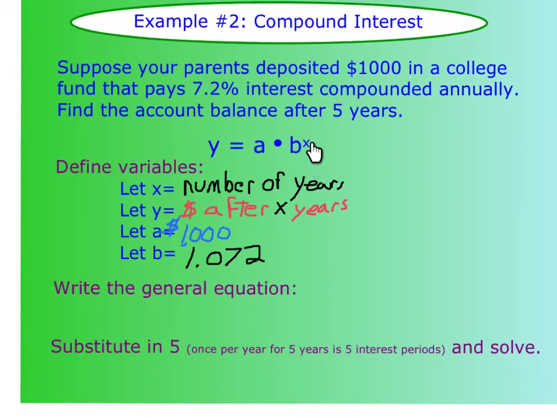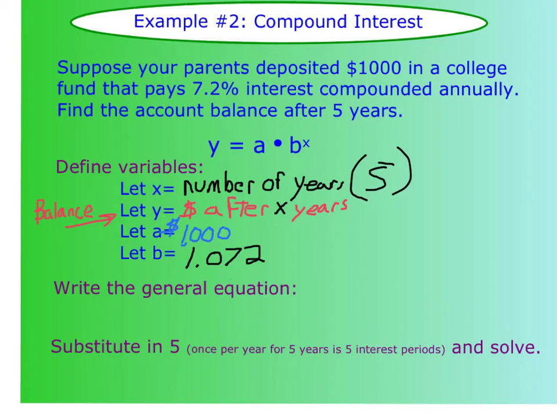So X will represent how many years we want to look for. In this case it will be 5, so we will use 5 for that. And then Y, that's how much money will be in the account. The money after X years in the account, our balance. A is what we start with. We start with $1,000. And B is going to be our base, which is our common ratio, which will be our percent. Remember how I did this? I took 7.2% and wrote it as a decimal, so 0.072. And because the money is increasing or growing, I put a 1 in front.